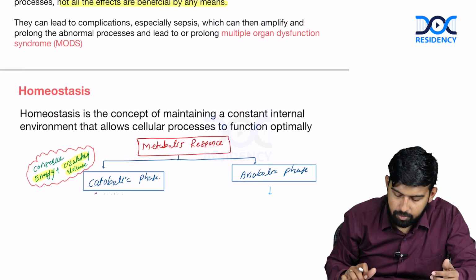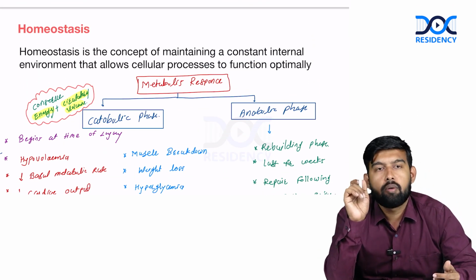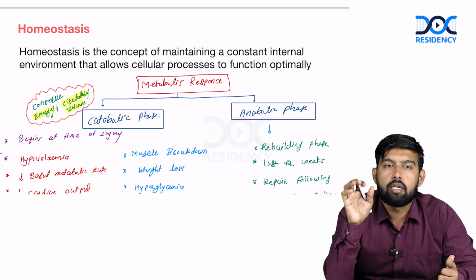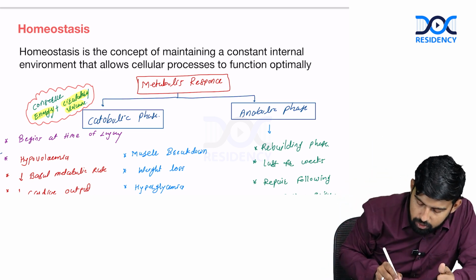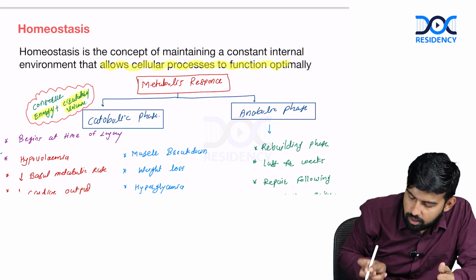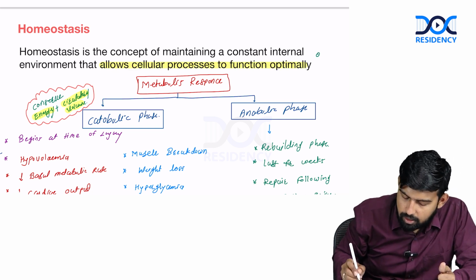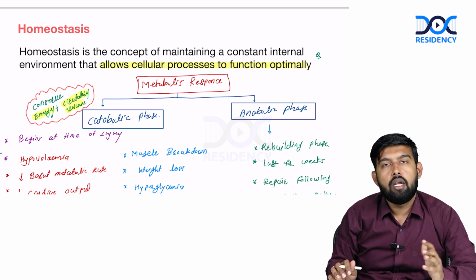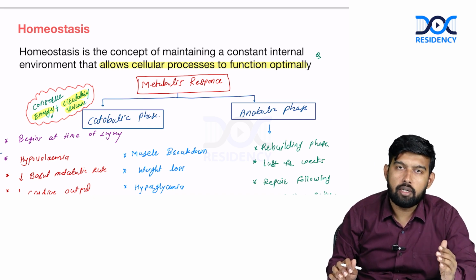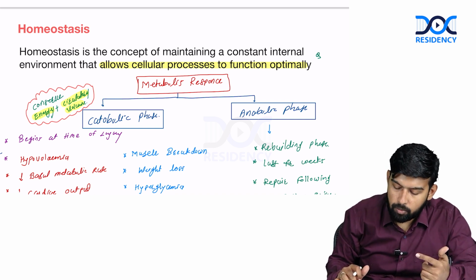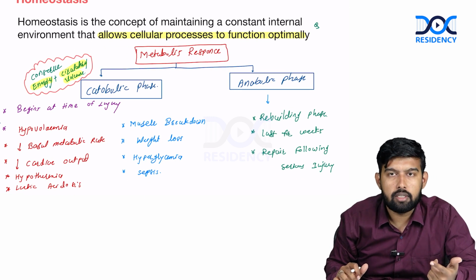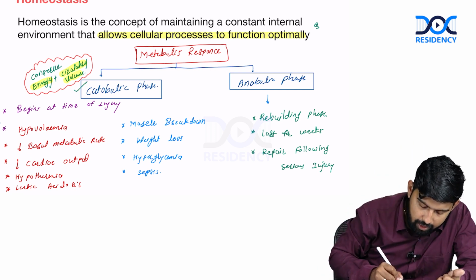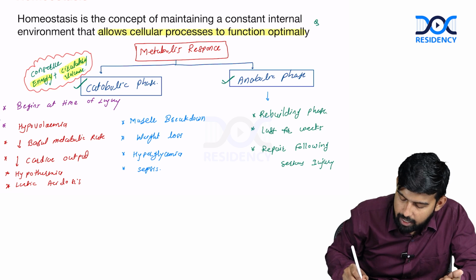The basic concept of the body is homeostasis. It defines maintaining a constant internal environment that allows cellular processes to function optimally. The body tries to maintain this homeostasis during trauma as well as surgery or sepsis. So the body responds to surgery or trauma basically in two phases. One is an early catabolic phase and the other is a late anabolic phase.